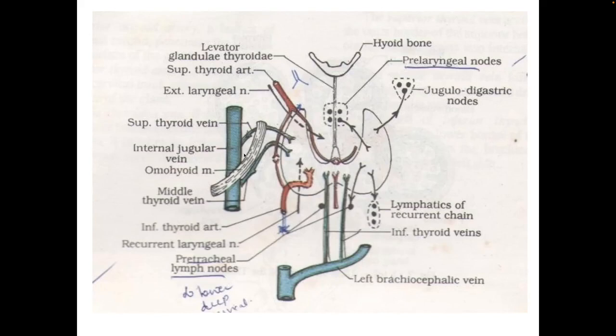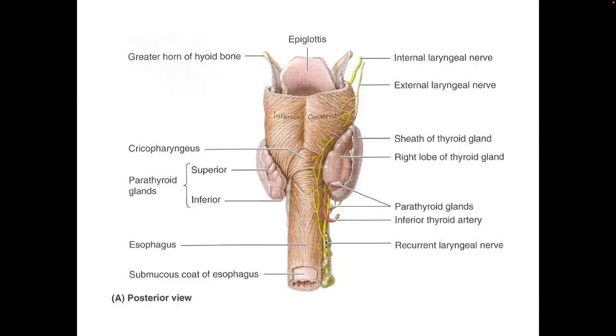This is to show all the blood supply, nerve supply, venous drainage and the lymph nodes. Prelaryngeal, jugulodigastric, pretracheal and lymphatics along the recurrent laryngeal nerve. Nerve supply, of course, we have seen it again, we will quickly revise. Parasympathetic supply is by the vagus and the recurrent laryngeal nerve. This is the recurrent laryngeal nerve here.